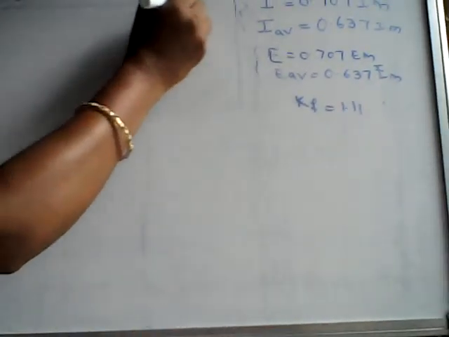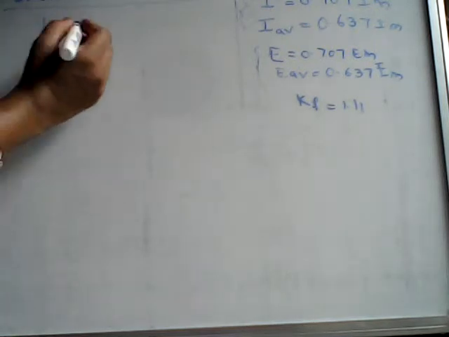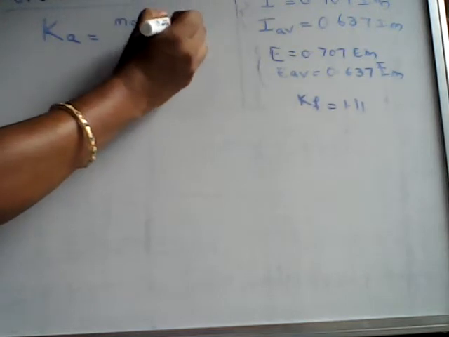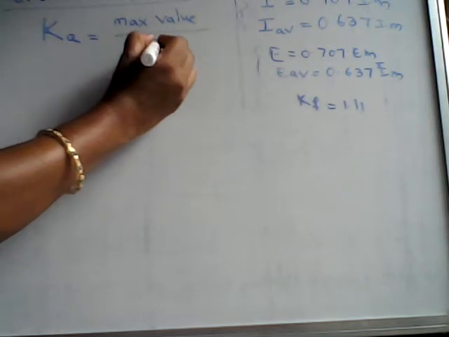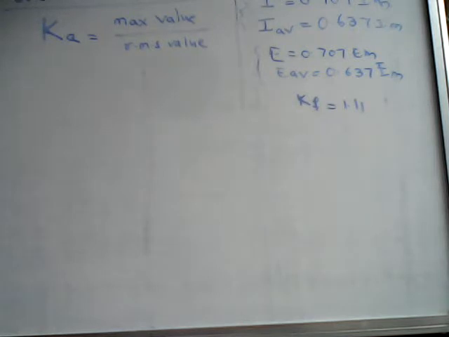The crest factor, peak factor or amplitude factor is denoted by Ka, and it is the ratio of maximum value to the effective value of an alternating quantity. So Ka is given as the ratio of maximum value to the r.m.s value of an alternating quantity. Again, that alternating quantity may be either current or it may be voltage.